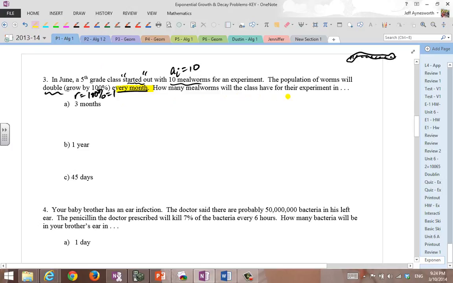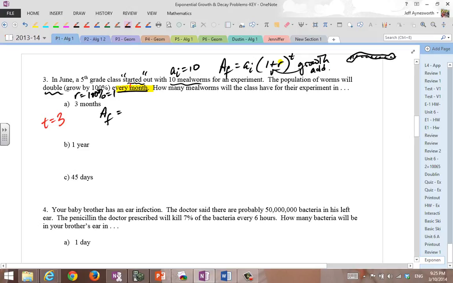How many mealworms will the class have for their experiment in 3 months? Well, T is the number of intervals or time periods. After 3 months, and it doubles every month, that must mean that T is 3. So what's the future amount? I don't know. Let's figure this out. Now this is a growth rate, so your function looks like this: A sub I times 1 plus R to the T power. Now it's a growth, so you add the rate instead of subtracting. If it's a decay, subtract. If it's growth, you add.